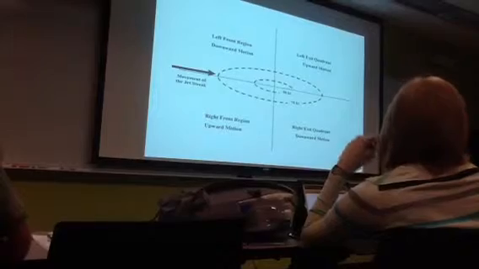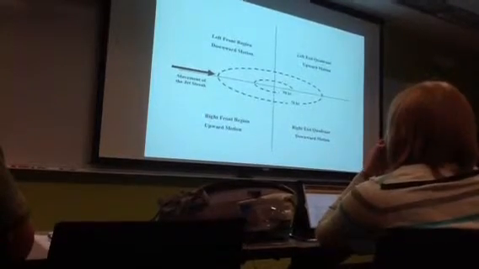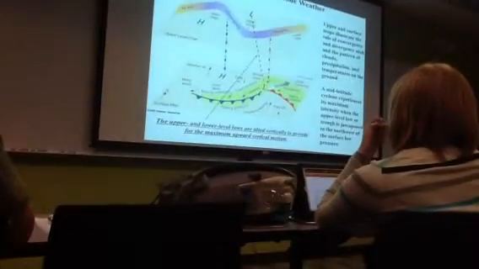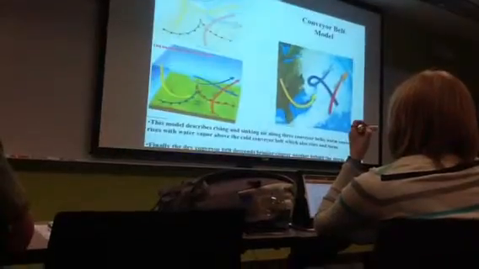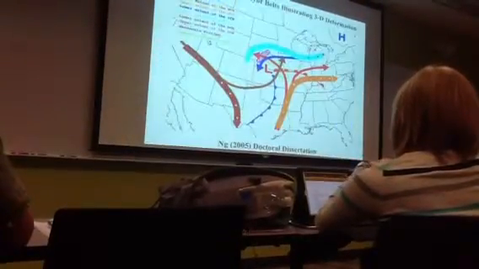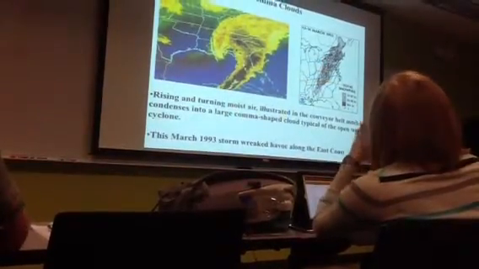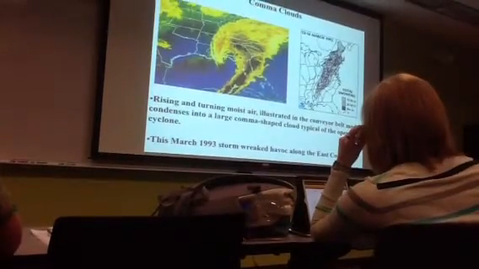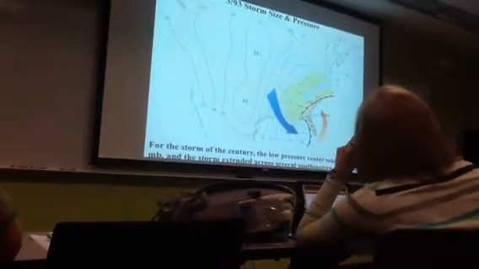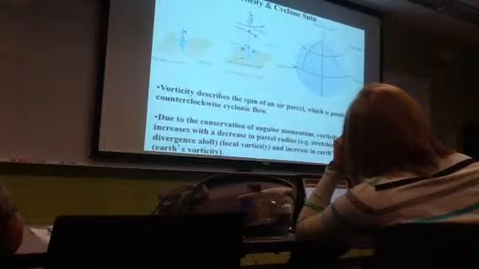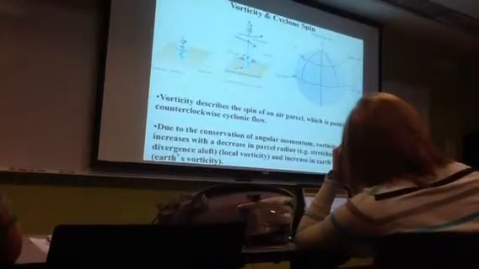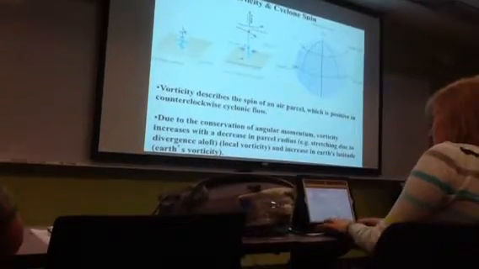Except it's backwards. Summary, again, all the same stuff. Don't worry about conveyor belts, comma clouds, and where those are. And then vorticity. Know the definition of vorticity.